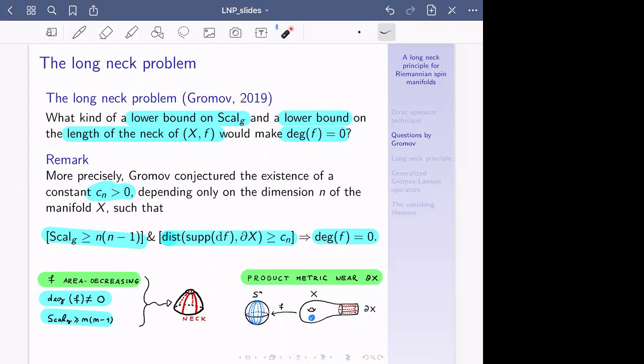In other words, if those two conditions are satisfied, then we obtain an upper bound for the length of the neck. So the manifold tends to close up, assuming of course that the map F is area decreasing. Also notice that if we have a product metric near the boundary, like in this picture, then we can stretch the neck as much as we want. Therefore, in this case, this second condition is never going to be satisfied.